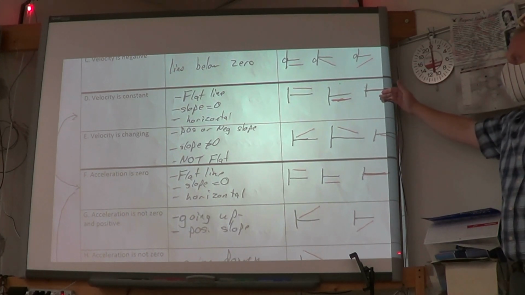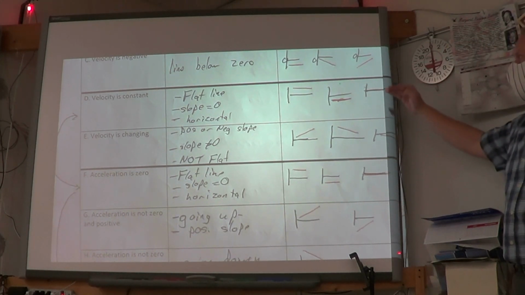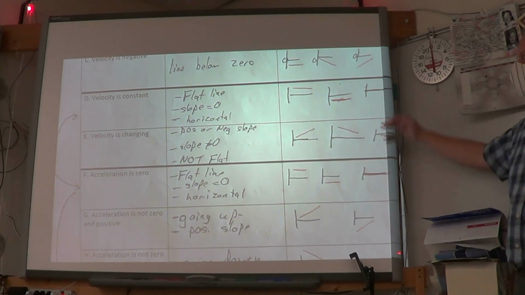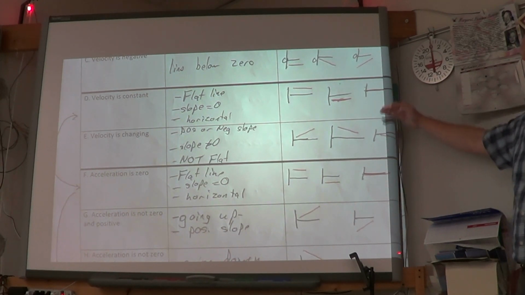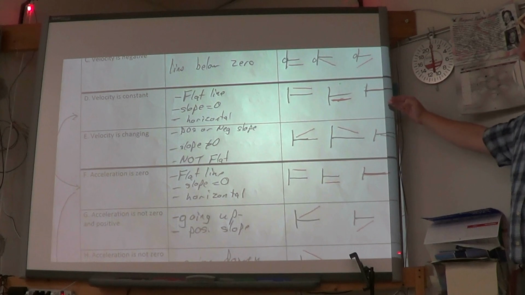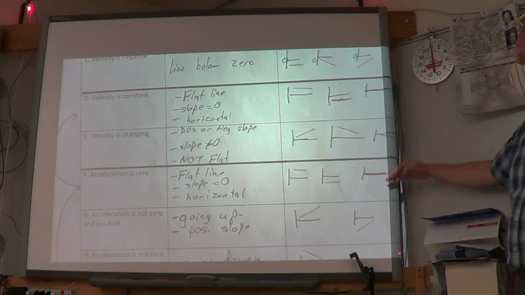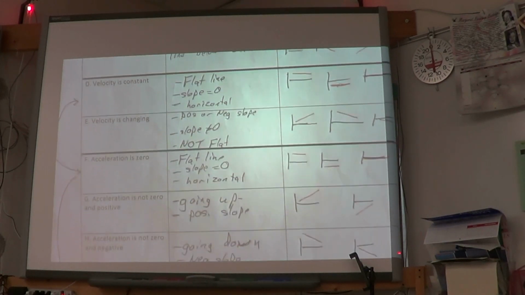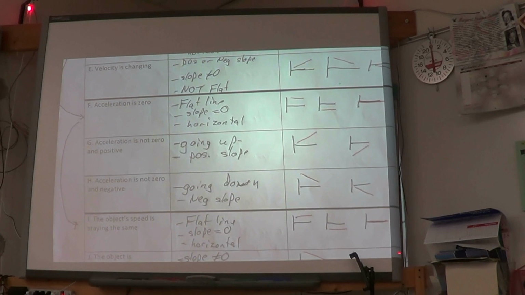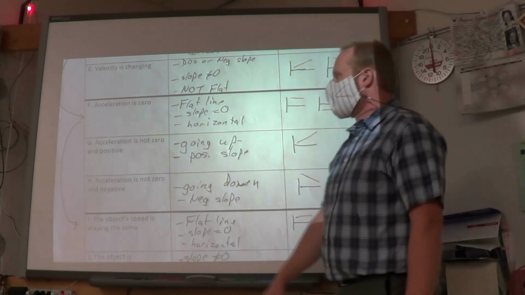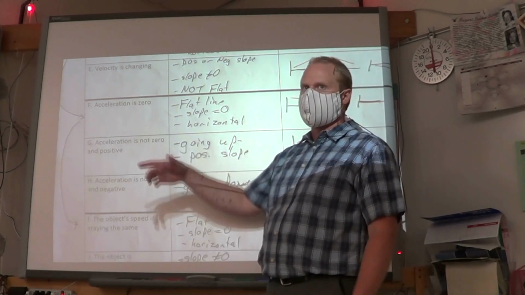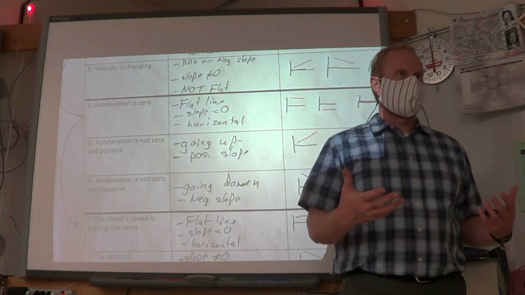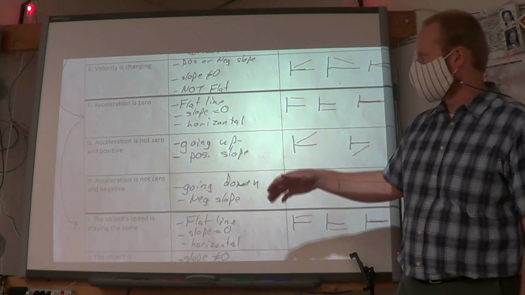If my velocity is constant, it means my acceleration is 0. These two statements are one and the same. Constant velocity, acceleration is equal to 0. These two are identical to one another. D and F. If D is true, then F is always going to be true as well. Now, if my velocity is changing, there's two types of changing velocity. We have where my acceleration is not 0, which means it is accelerating. That's what it means, it is accelerating.